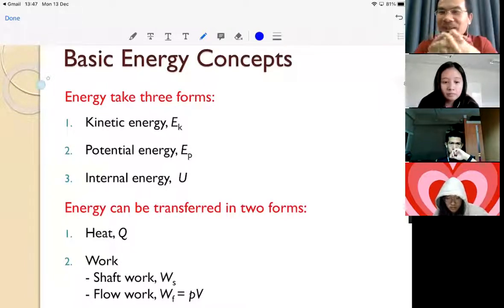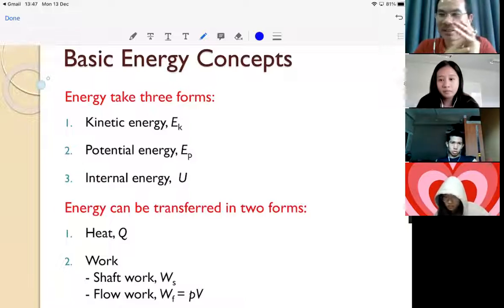Lika, can you hear me, Lika? Could you explain the kinetic energy? What is the kinetic energy?